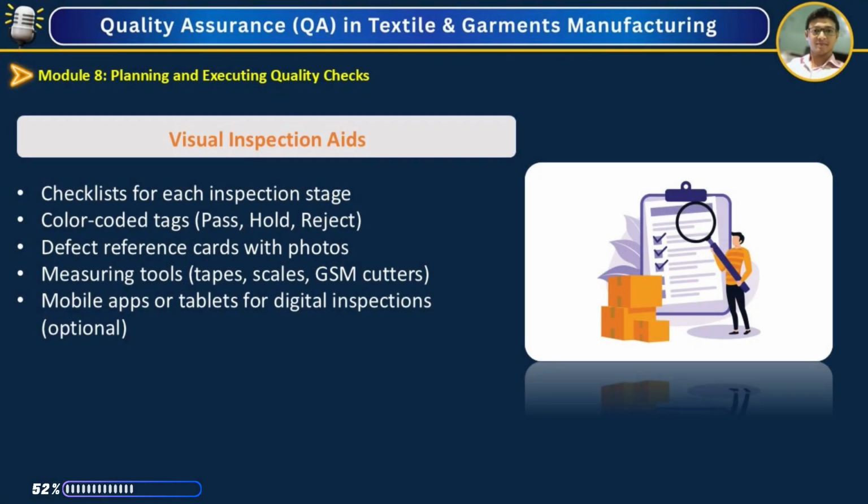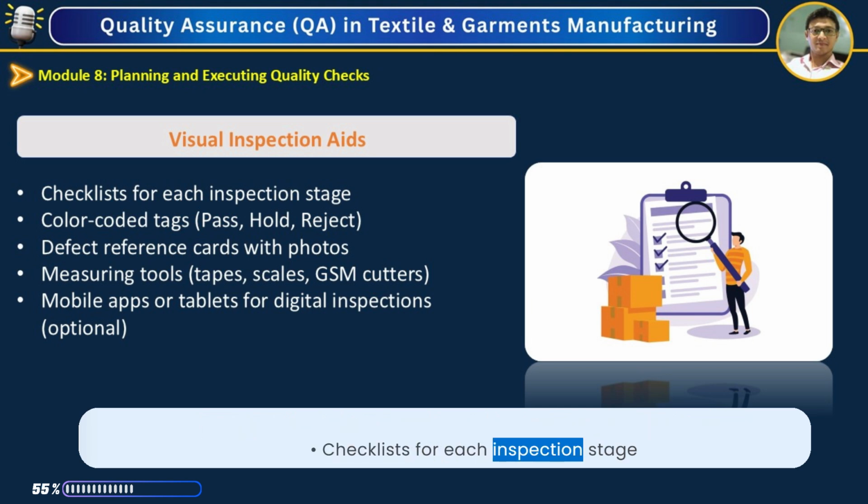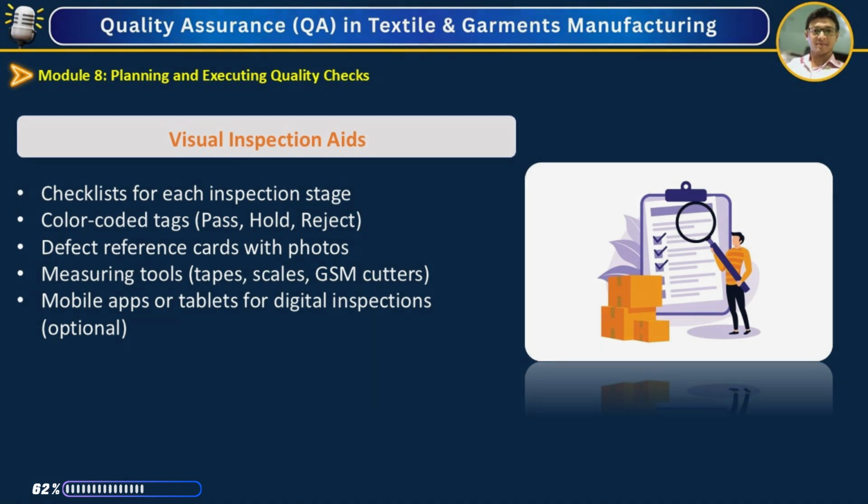Visual inspection aids. Tools help make decisions easier and faster, especially for new inspectors. Checklists for each inspection stage. Color-coded tags: pass, hold, reject. Defect reference cards with photos. Measuring tools: tapes, scales, GSM cutters. Mobile apps or tablets for digital inspections.